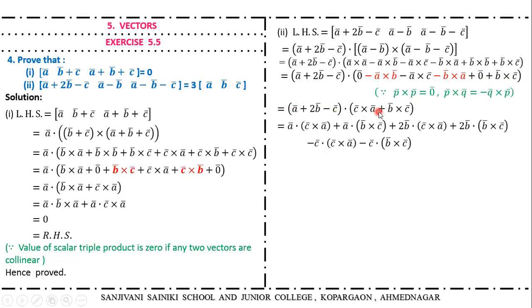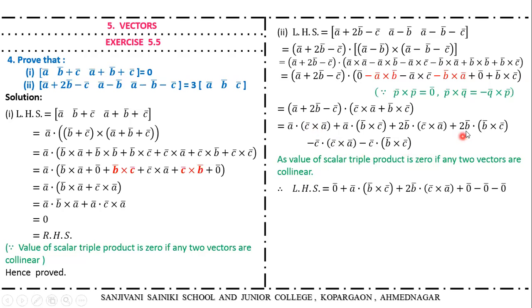A bar dot C bar cross A bar, A bar dot B bar cross C bar, the first one. Then 2B bar dot C bar cross A bar, 2B bar dot B bar cross C bar, the second two. Then minus C bar dot C bar cross A bar, minus C bar dot B bar cross C bar. Again, the value of the scalar triple product is 0 if any two vectors are collinear. Here A bar is repeated, here B bar, here C bar, here C bar. So all these have the value 0.